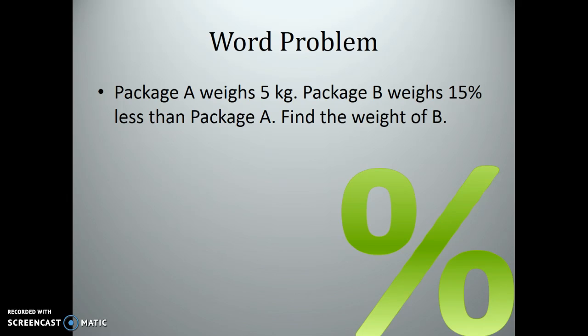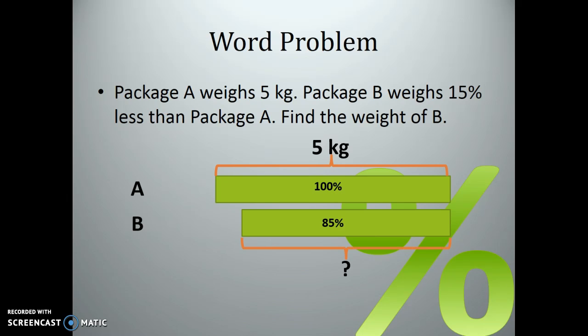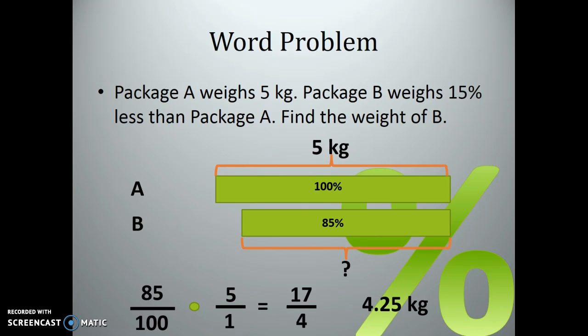Okay, package A weighs 5 kilograms and package B weighs 15% less than package A. Find the weight of package B. So again, we're finding a quantity in this word problem here. So if package A weighs 5 kilograms and we're comparing package B to it, package A is our 100% at 5 kilograms. Package B has 15% less, which means it has 85% of package A. So that's how we're going to set it up. We're going to find 85% of 5 kilograms, and our answer is 4.25 kilograms.